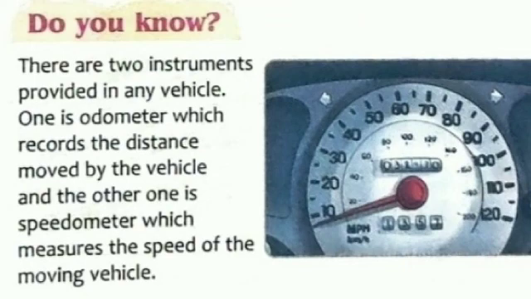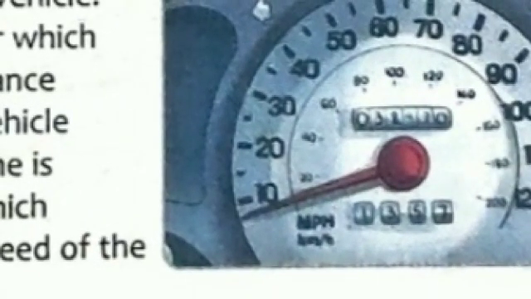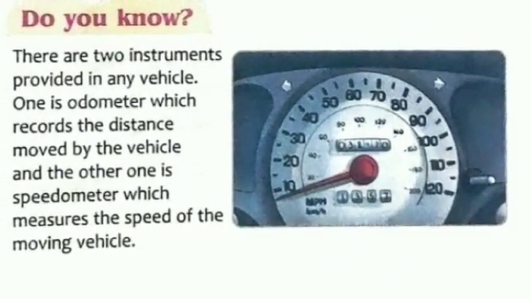And here you can see the odometer. This is the odometer, written 1357. It tells you how much distance this vehicle has covered till now. So the odometer tells us the distance covered or moved by the vehicle, and this speedometer tells the speed of the moving vehicle at that time.